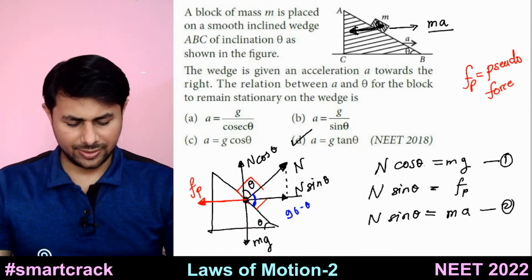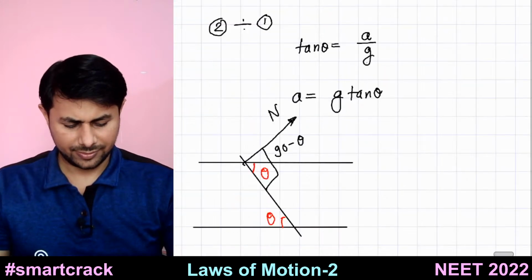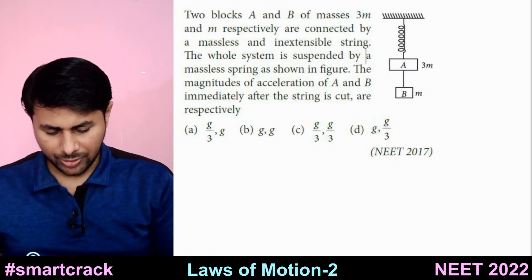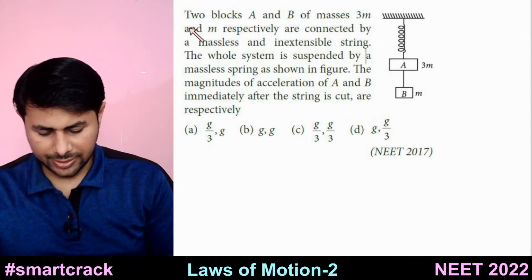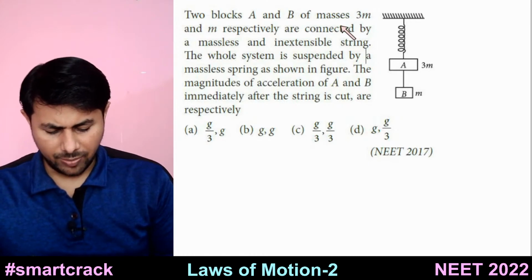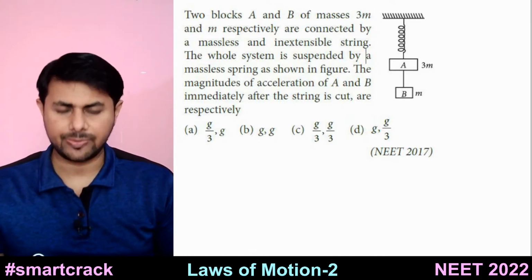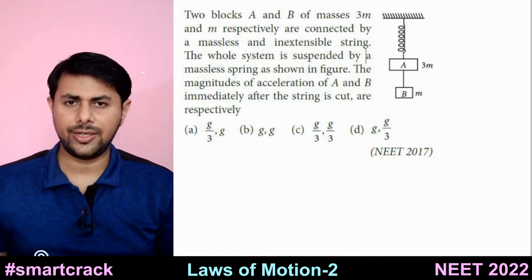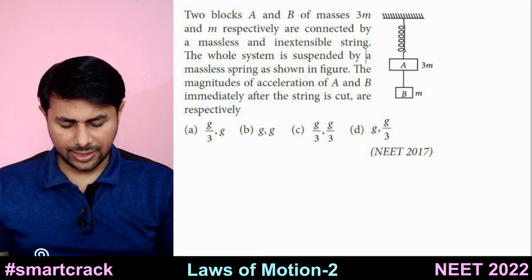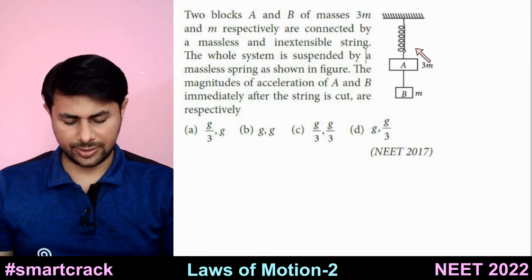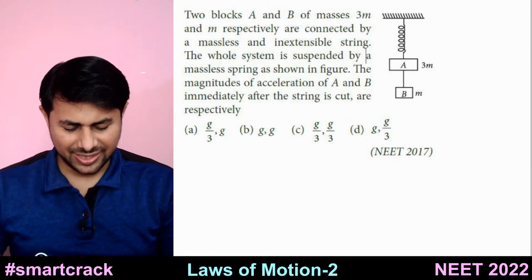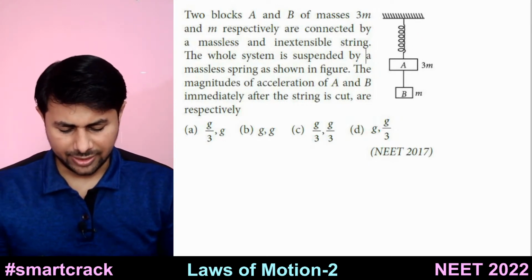No questions? So let's move on to the next problem, and the next problem is two blocks A and B. There are these two blocks A and B of masses 3m and m respectively, connected by a massless and inextensible spring. It should be, okay, string they are saying, so massless and inextensible string.